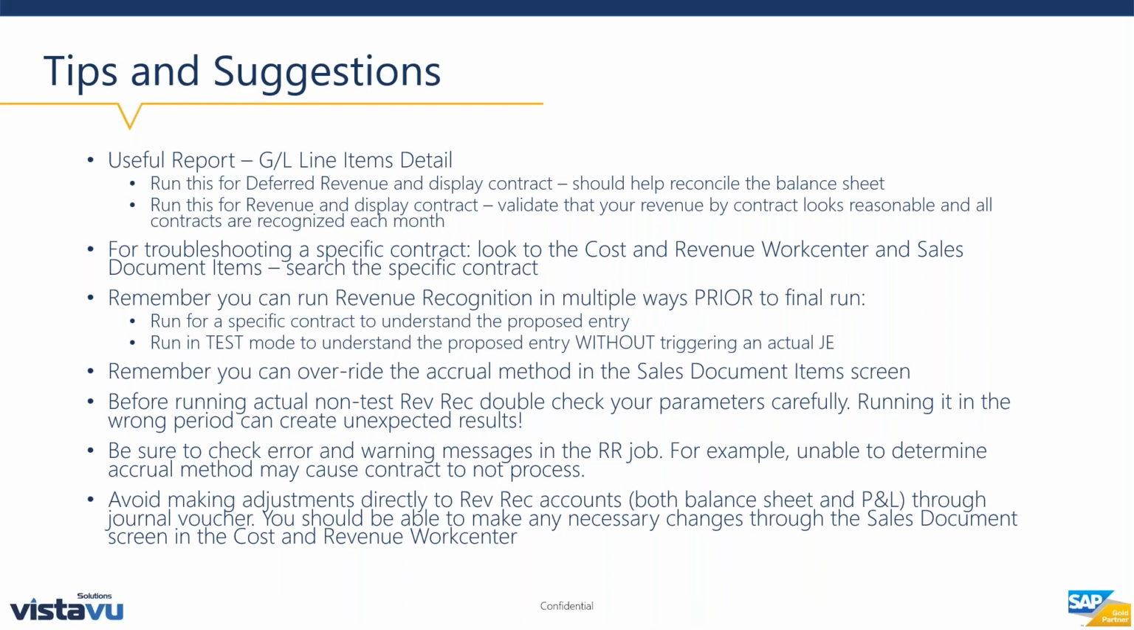And then, we already talked about this. Avoid making adjustments directly to the revenue recognition accounts, both the balance sheet and the P&L, through a journal voucher. You should be able to make any necessary changes through the sales document screen or through a sales document journal voucher, but that would be the prescribed way to do that.